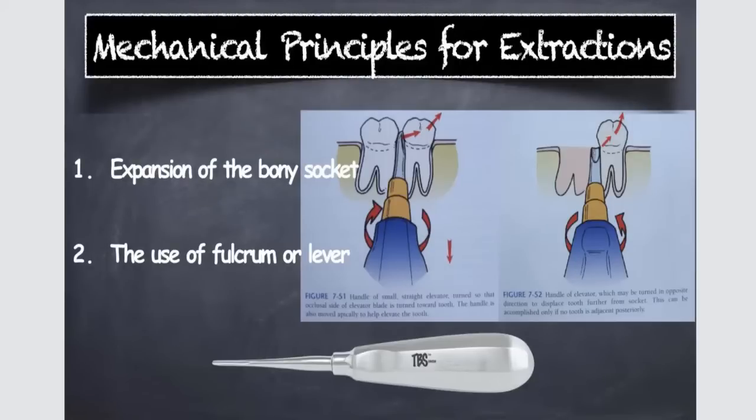So typically what we want to do when we have an elevator is have the shape side towards the tooth, facing towards the tooth. So you can see here how this is the shape here, and we'll have a rotational movement that pushes the tooth out, but not riding up against the tooth behind it. We don't want to damage the tooth behind it and try to do a double extraction. We're trying to just take out this front one here.